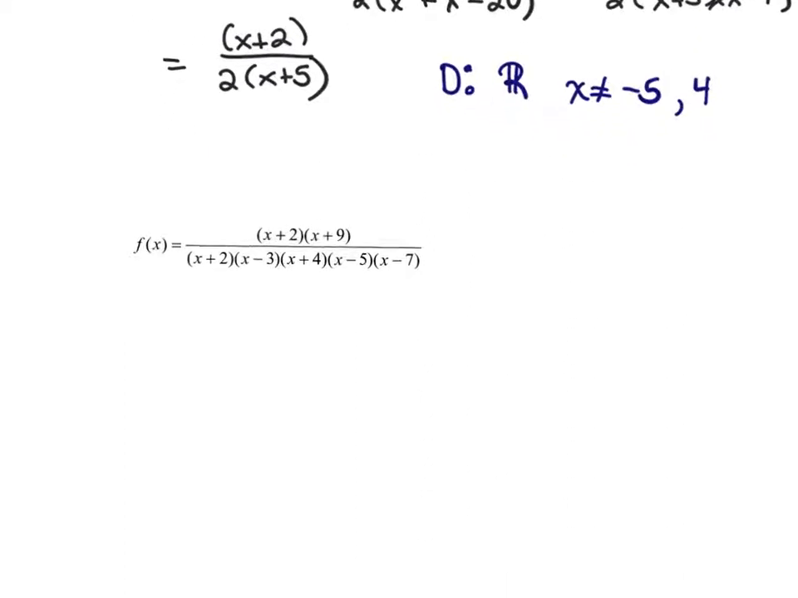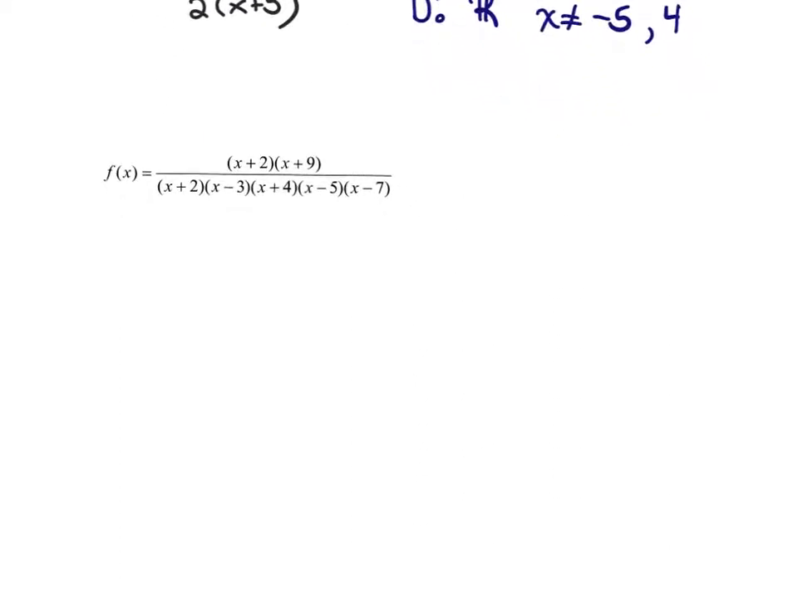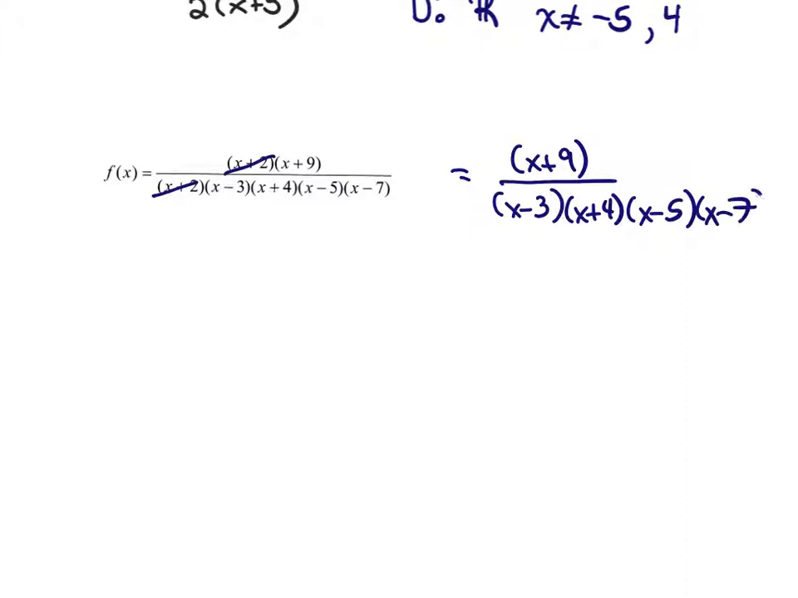Now this last one is even in better shape because it's already factored out. So all I have to do is just really look for the common factors that cancel out. And I think it's just x plus 2. So this one in lowest terms is just x plus 9 over (x minus 3)(x plus 4)(x minus 5)(x minus 7). So a relatively straightforward one there. Now domain-wise, we're going to have lots of exceptions. We're going to have all real numbers except 3, negative 4, 5, and 7.